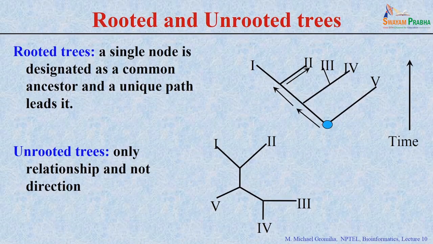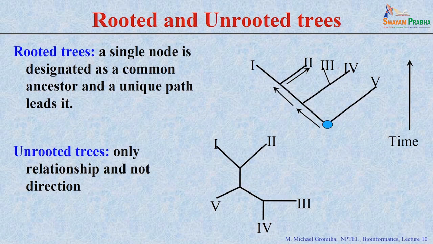The rooted trees means you can see a single node which is designated as a common ancestor. So, in this case we know the ancestor, and the lineage we know, but we do not know the relationship, but we have the ancestor and we have the path that leads to this tree. All of these 1, 2, 3, 4, 5 finally come to this point in a specific period of time. That is called a rooted tree. So, in a rooted tree, a single node is designated as a common ancestor.